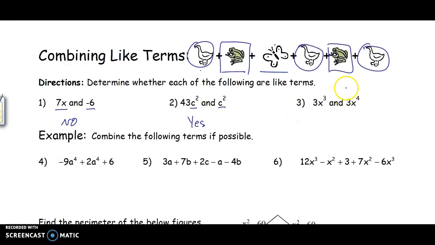Number 3, 3x to the third and 3x to the fourth. Just because this says 3x and 3x does not mean they are like terms. Okay, they have different exponents here. So the terms are not similar. So in number 3, you do not have like terms. Okay, when you're combining like terms, your exponents need to be the same.